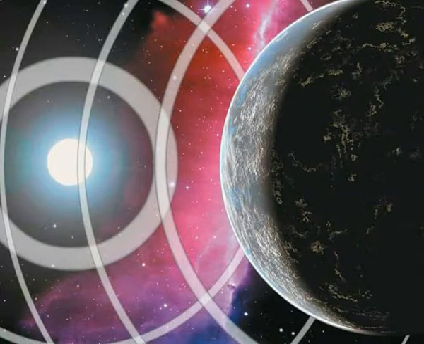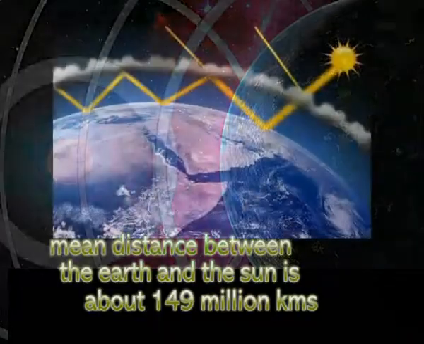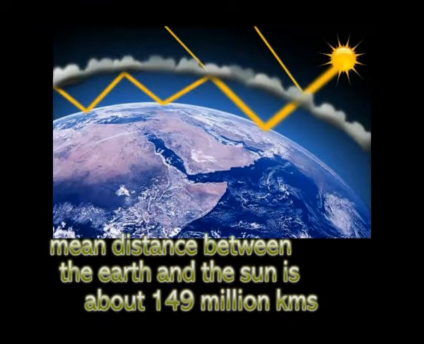Distance between the sun and the earth. The earth revolves around the sun in an elliptical orbit. Distance varies from season to season. The mean distance between the earth and the sun is about 149 million kilometers. Earth comes closer on January 3rd, about 147 million kilometers.